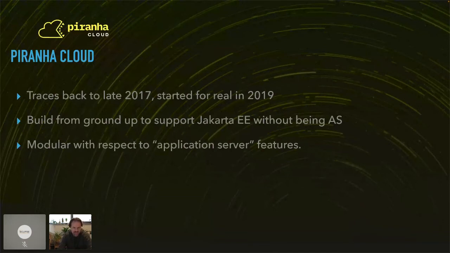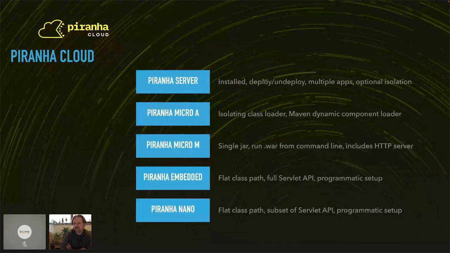So I'll show an example of this here. This is the typical stack that we have. So we have Piranha Server, Piranha Micro, A, M, Embedded, and Nano. And they increasingly add features, or if you look at it the other way around, from server and then top down, they remove the typical features that you have in the server. So Piranha Nano here runs on a flat class path. So you just include it in your main application. And it presents you with a subset of the servlet API. Say a programmatic setup. We'll take a look at the example there.